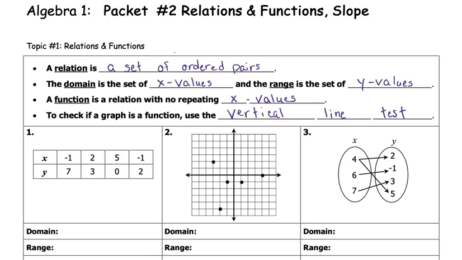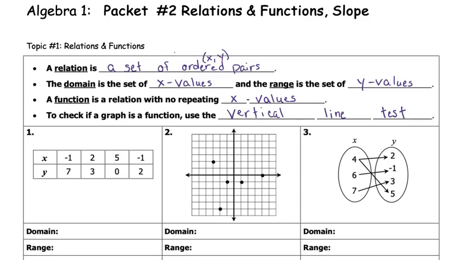So your definitions are, a relation is a set of ordered pairs. Now don't forget ordered pairs are just x and y, right? That's an ordered pair. The domain is the set of x values, and the range is the set of y values. A function is a relation with no repeating x values, and to check if a graph is a function, we use the vertical line test.